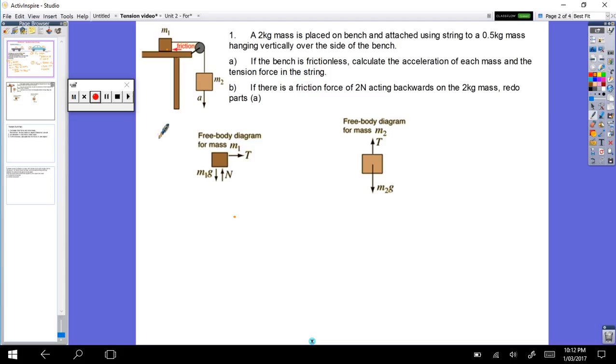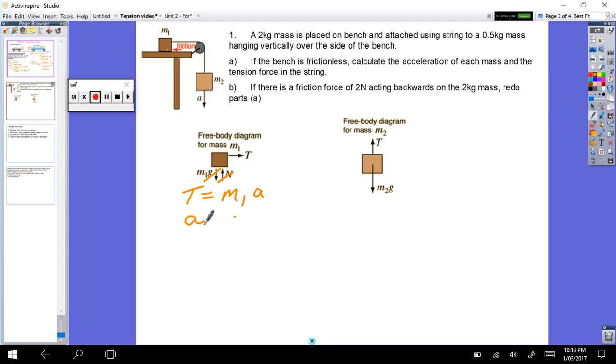So let's just look at the two masses separately. We'll separate them and look at the free body diagrams. With the first one sitting on the table, we've got a weight force acting downwards and a normal force acting upwards. These two are going to cancel each other out, so we don't need to worry about them in this problem. And then we've got a tension force from the string pulling it along. This tension force is going to be given by m1a, the acceleration that is making it move.